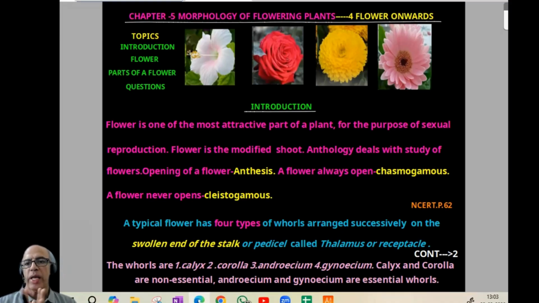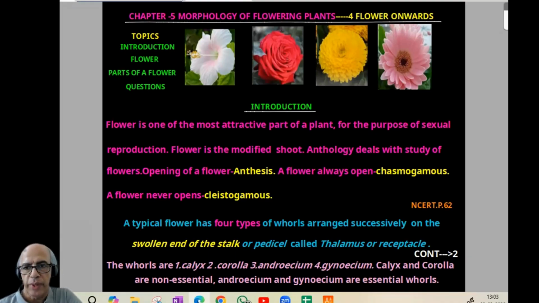Opening of a flower is called anthesis. A flower which is always open is called chasmogamous. A flower that never opens is called cleistogamous. And remember, in both cases pollination can take place. I think up to that it is clear. Now we can enter into the detailed manner.